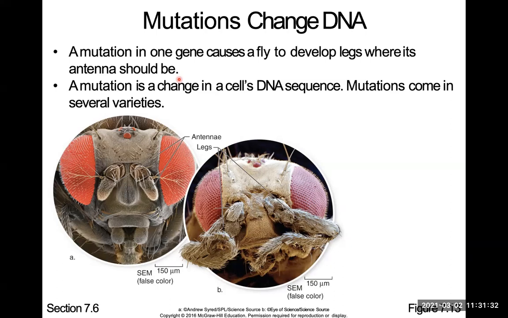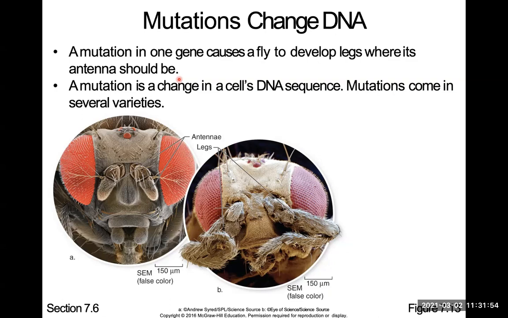So this mutation example is there's one gene. When there's a mutation in that gene, it starts to develop legs where the antenna is supposed to be. So it starts to develop legs on the head, basically. So a mutation is a change in a DNA sequence, and they can be in several varieties.